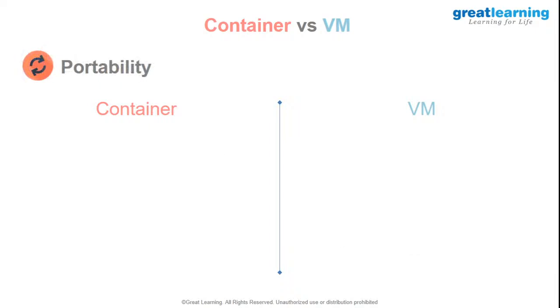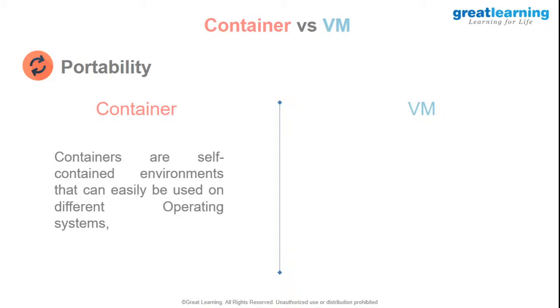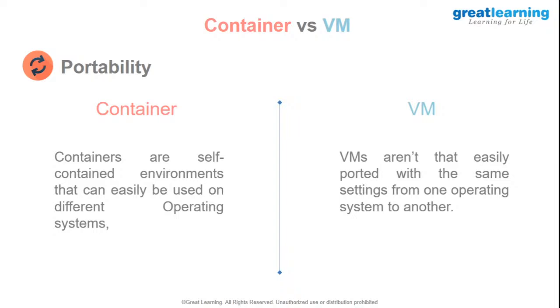All right, so let's see the portability of container versus VM. Containers are self-contained environments that can be easily used on different operating systems, whereas VMs aren't that easily ported with the same settings from one operating system to another. Now, this again relates back to how containers are very lightweight. They only have the bare minimum things of an operating system, so it becomes very easy to transport them because they have such smaller sizes. And also containers themselves are kind of platform independent. You can move a container from here and there because inside you're going to have the same environment. So containers are way more portable than VMs.